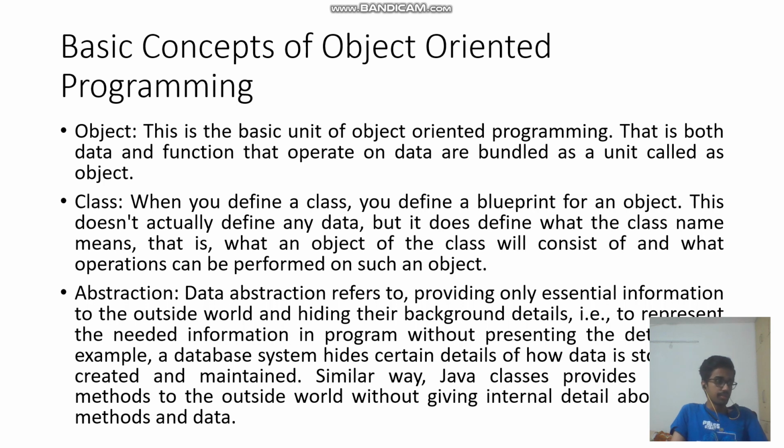Abstraction. Data abstraction refers to providing only essential information to the outside world and hiding the background details. That is, to represent the needed information in a program without presenting the details. For example, a database system hides certain details of how data is stored, created and maintained. In a similar way, Java classes provide different methods to the outside world without giving internal detail about those methods and data.